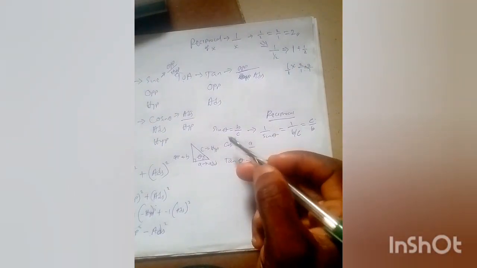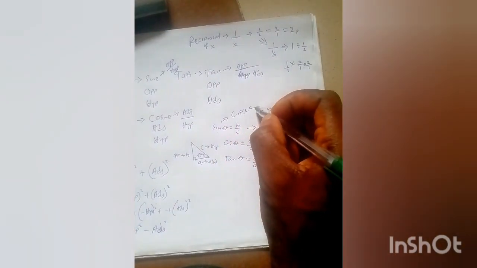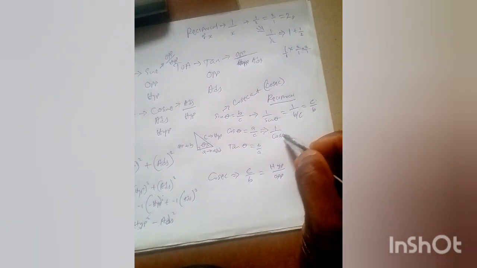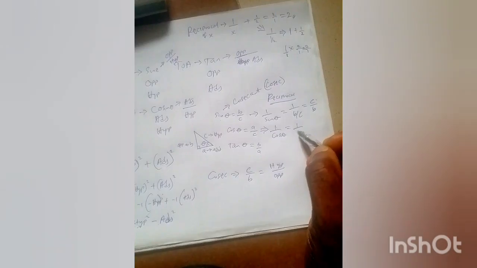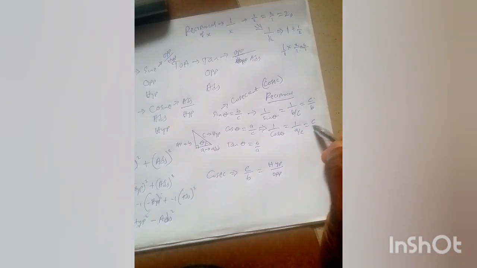And now in trig, the reciprocal of sine is called cosecant, and in short form is cosec. So automatically cosec means c over b. And remember, c over b is what? Hypotenuse over opposite. That is cosec. Now cos theta has a reciprocal of 1 over cos theta. And 1 over cos theta is 1 over a over c, which means it is going to give you c over a.